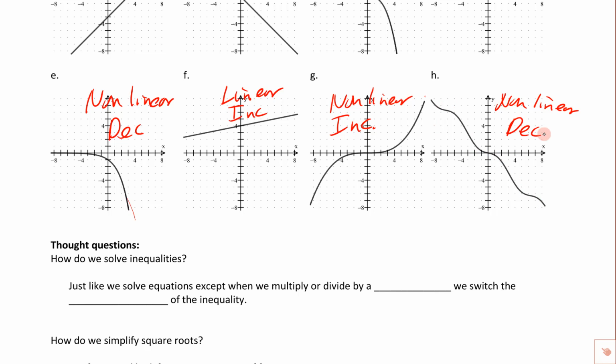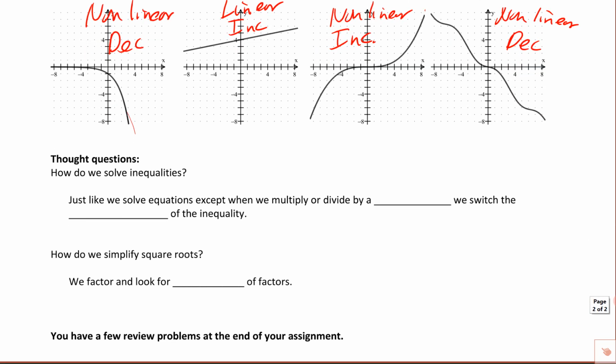Okay, so we've got all those, and then I've got a couple of thought questions because you have some review problems at the end of your assignment. The first one is, how do we solve inequalities? Now I'm hoping that you've got this memorized because we've talked about this a number of times last year and this year. We solve inequalities just like we solve equations, except when we multiply or divide by a negative. Remember, if we multiply or divide by a negative, we switch the direction of the inequality.